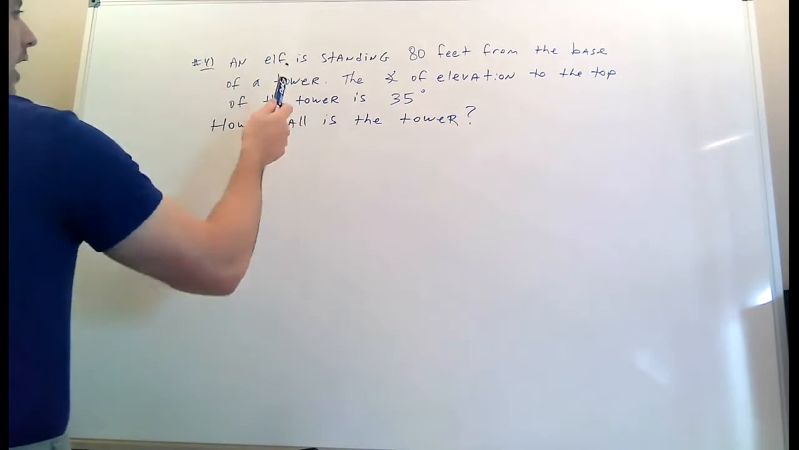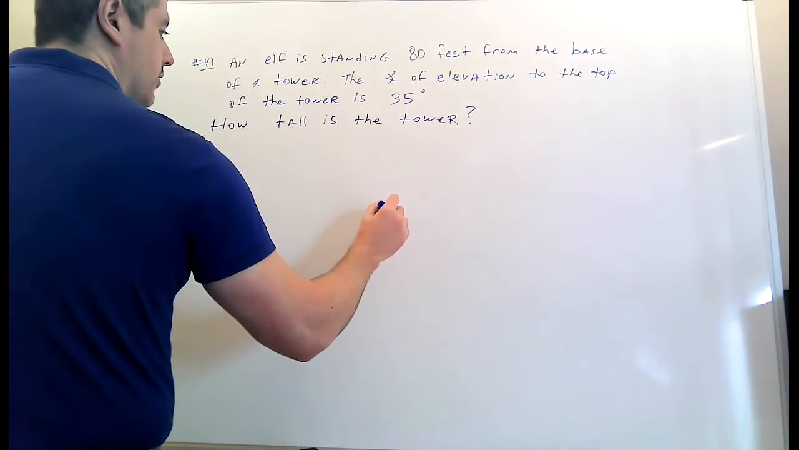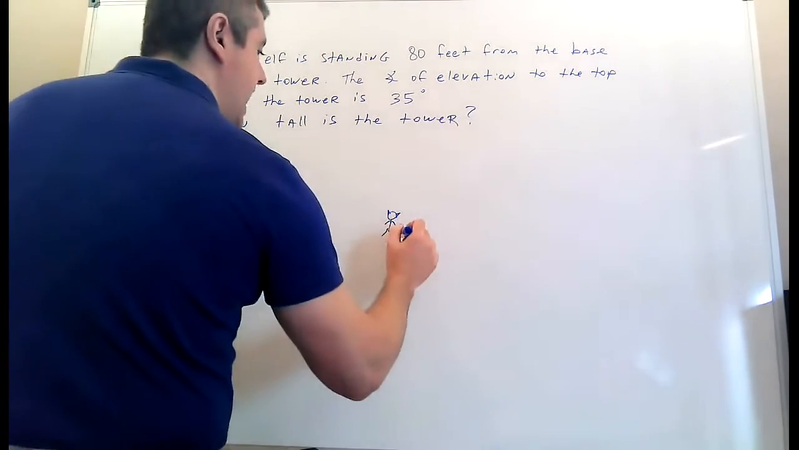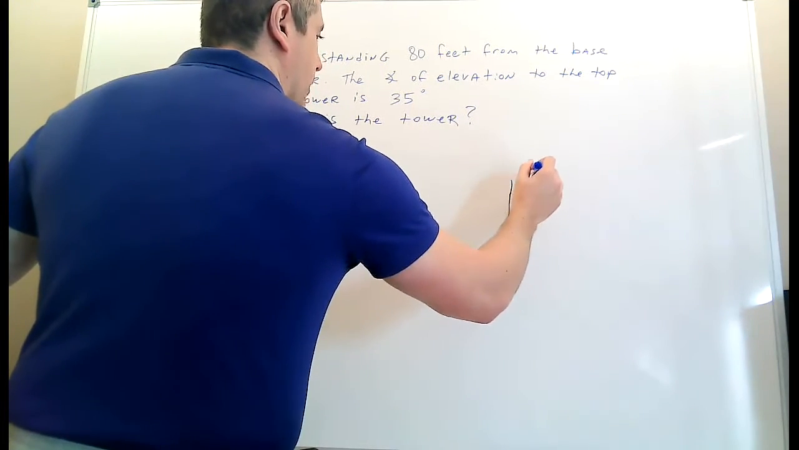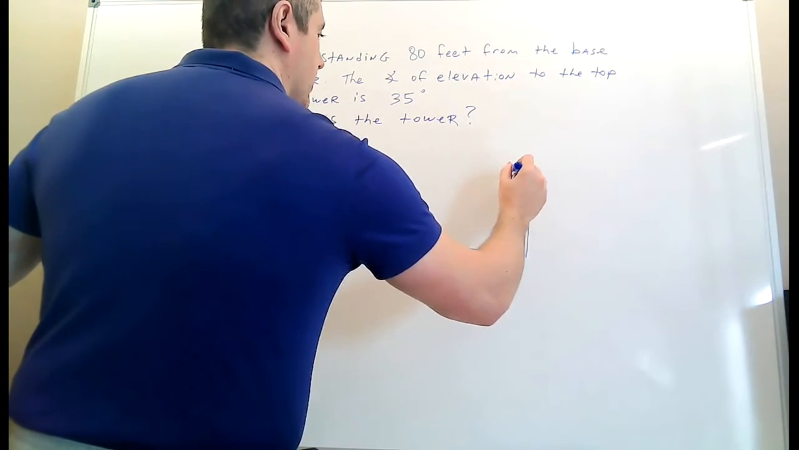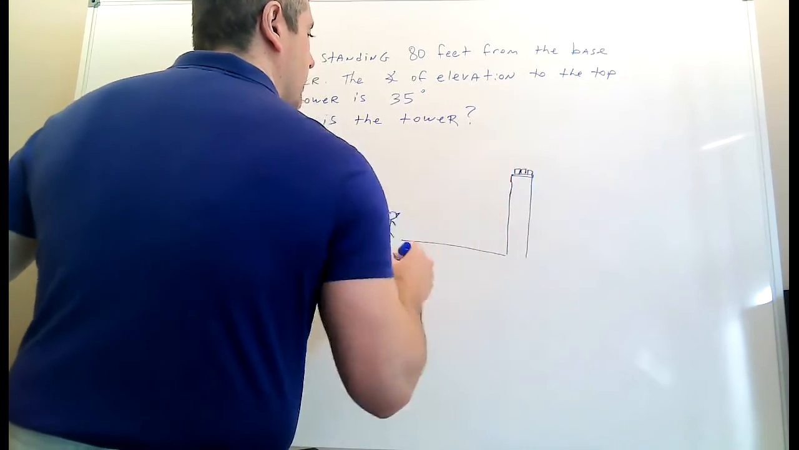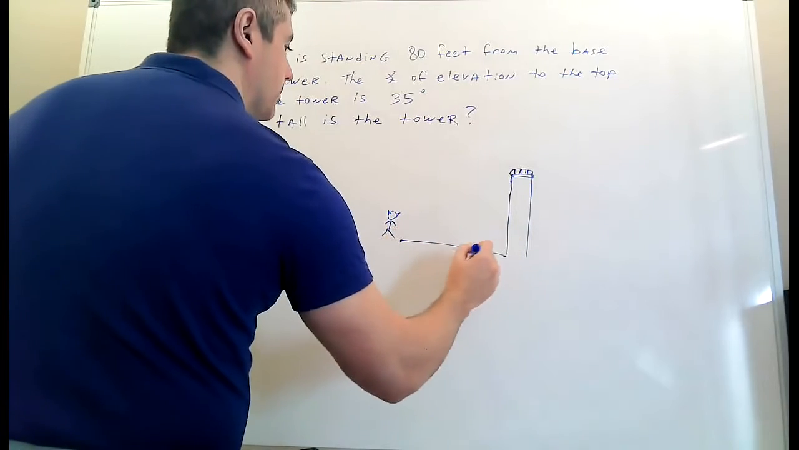Now, here I have an elf. Fine. An elf. I guess I got to give him pointy ears. Now he looks like a devil. Whatever. An elf is standing 80 feet from the base of the tower. So you have some tower here. Right there's the tower. And he's standing 80 feet from the bottom of it.